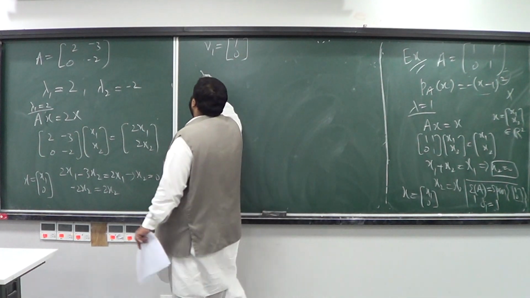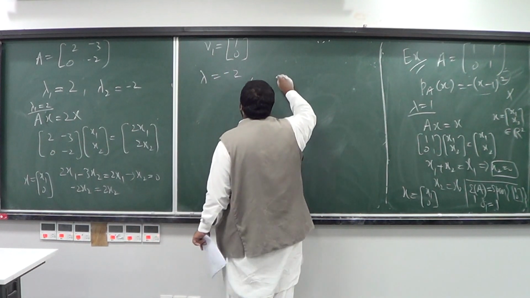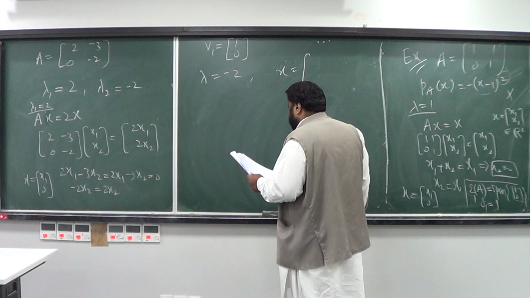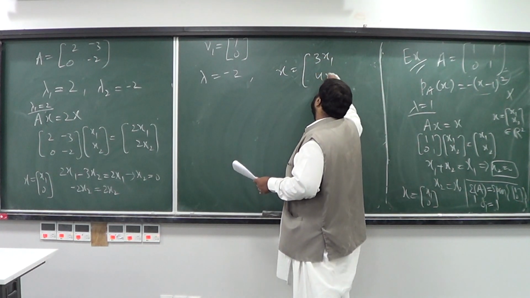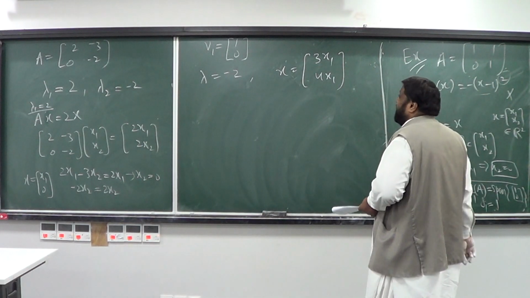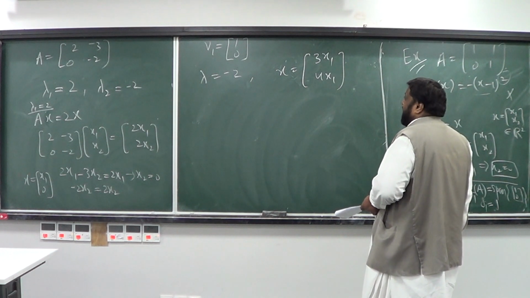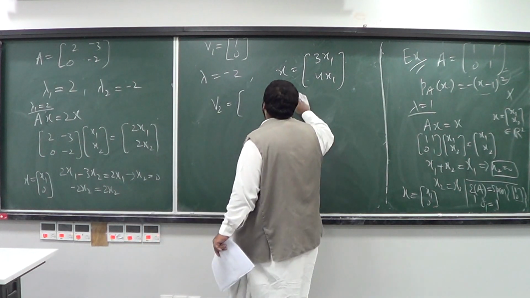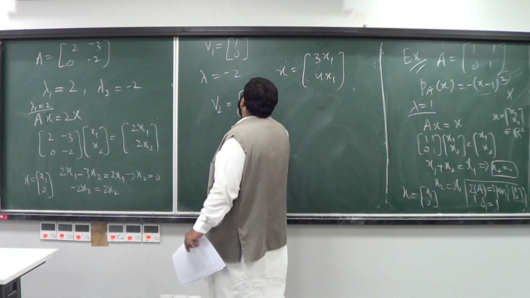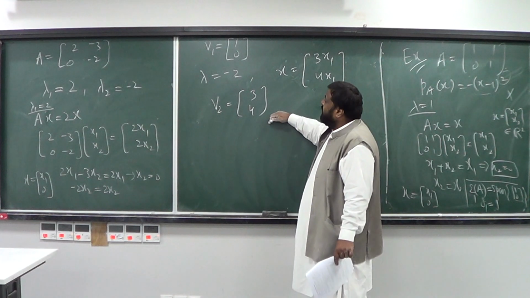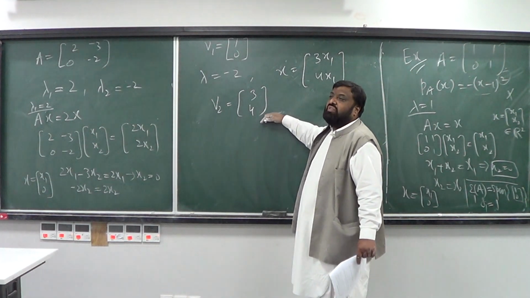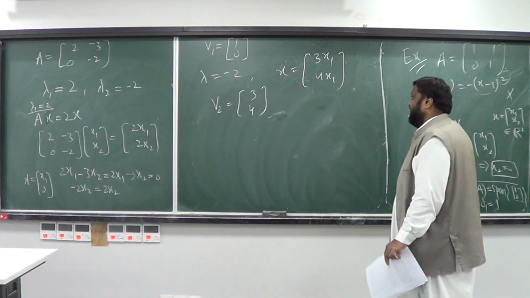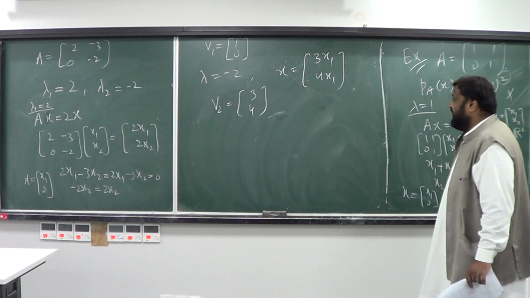How about lambda equal to negative 2? By repeating the same process, you're going to get another eigenvector, x, equal to (3x1, 4x1). I'm not doing the calculation; you can do it for yourself. So one particular eigenvector from this space is (3, 4), which is a basis of the eigenspace of lambda equal to negative 2.